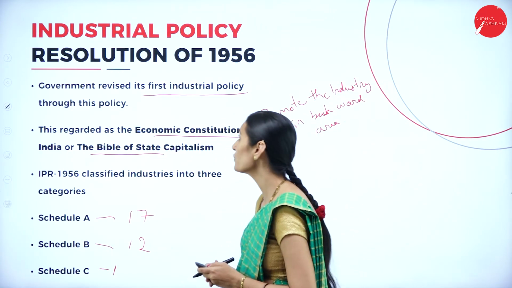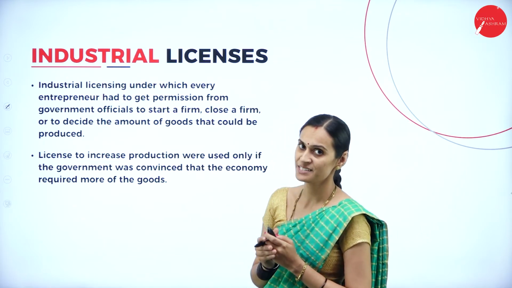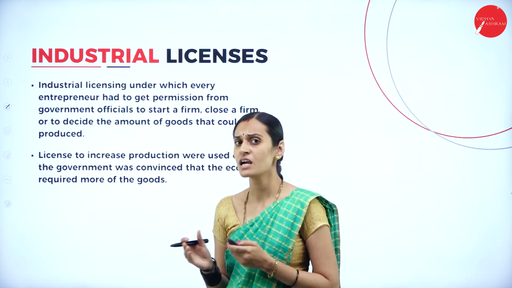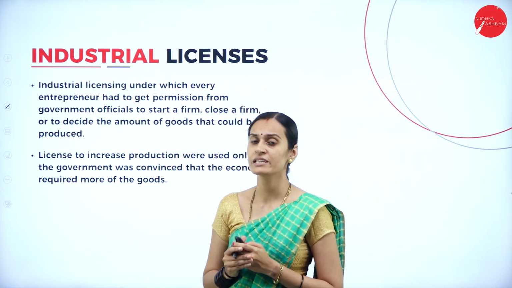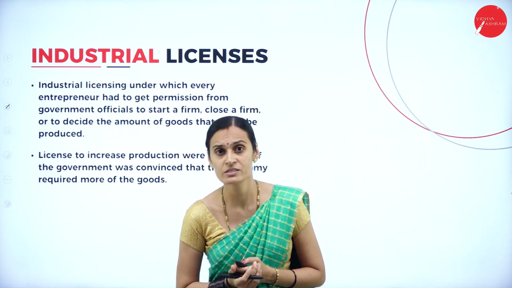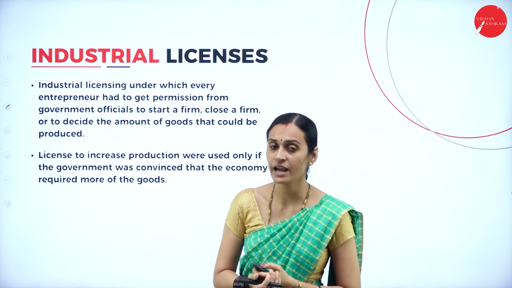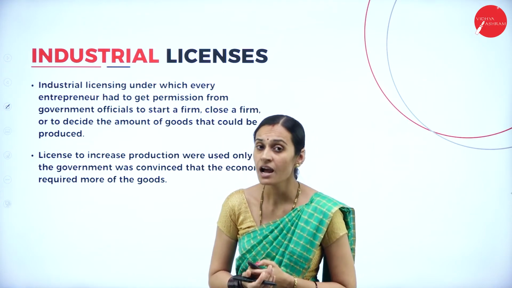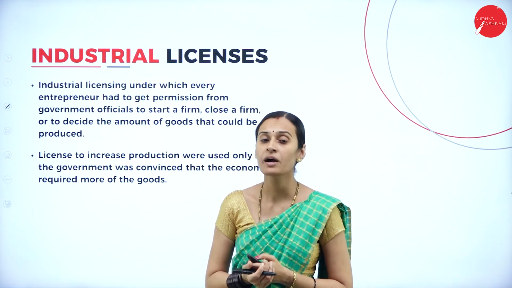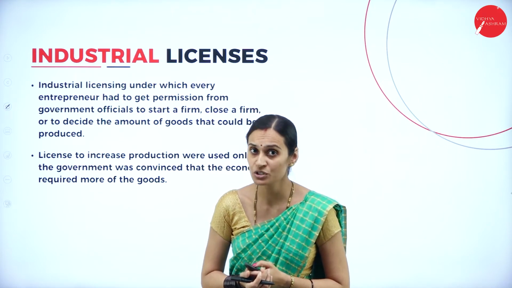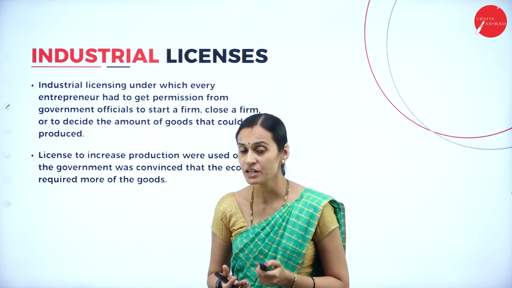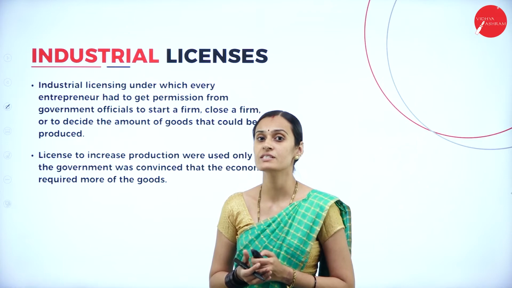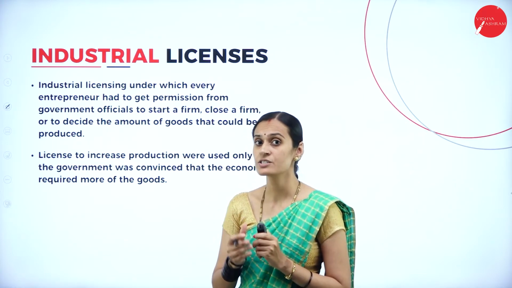Next, moving forward to industrial license. Before, I used the particular term industrial license. What do you mean by industrial license? Under the Government Regulation Act, every entrepreneur has to take permission from the government to establish new industries, expand branches, or close the firms. So this procedure is called industrial license.